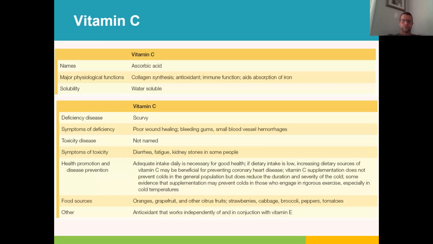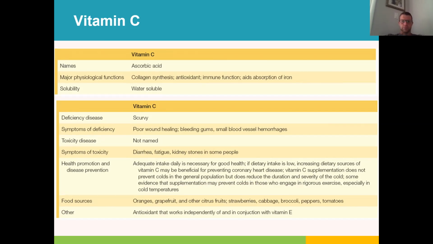Vitamin C, major physiological function, synthesizes collagen. It's an antioxidant. Immune functions, aids absorption of iron. Again, water soluble. Deficiency, scurvy. Again, what does scurvy look like? Poor wound healing, bleeding gums, small blood vessel hemorrhages. Toxicity, no toxicity named, but if you get too much vitamin C, you might have diarrhea, fatigue, and kidney stones in some people.